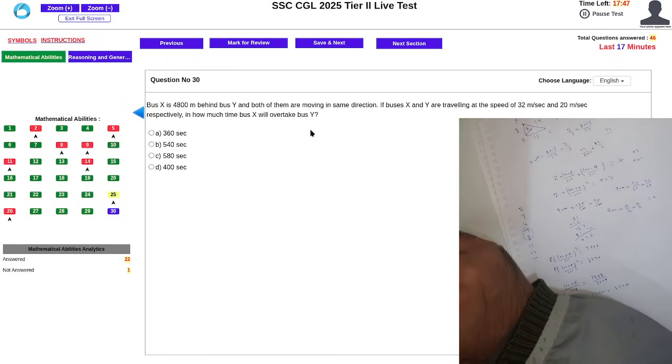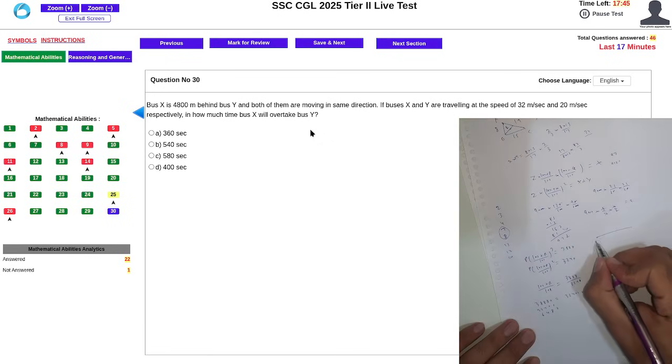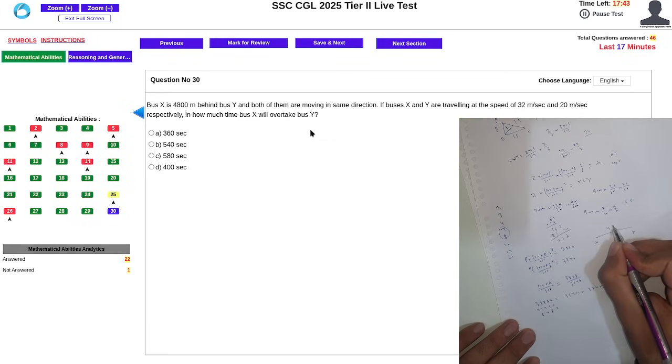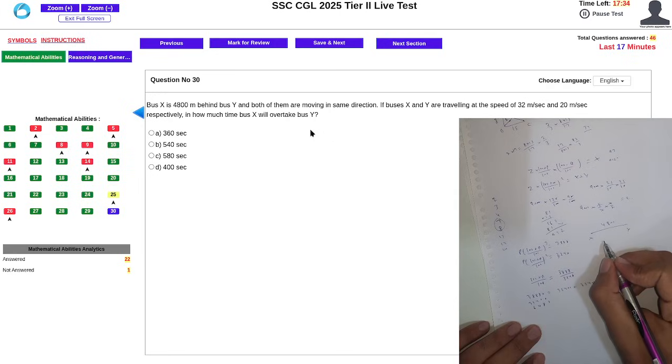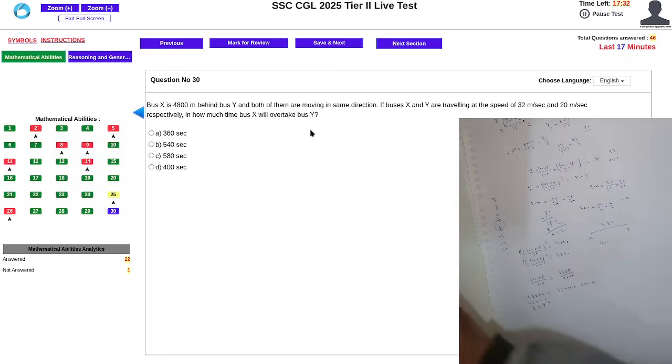बस X is behind bus Y. And both of them are traveling in the same direction. We are traveling at a speed of meter per second. In how much time should we take? 12,400 seconds.